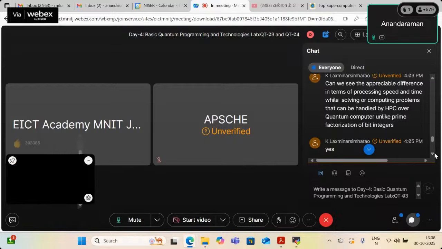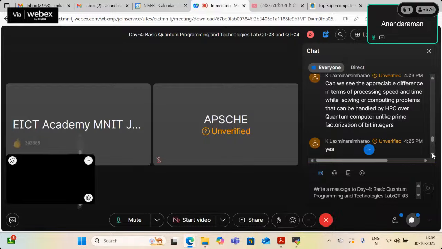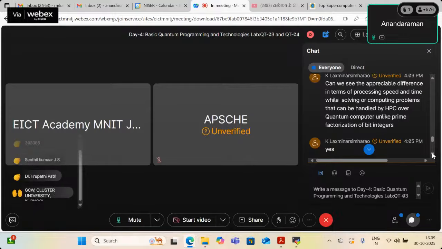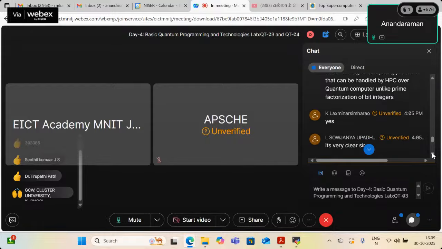Regarding prime factorization of big integers, computations handled by HPC over quantum computers: prime factorization is not possible by HPC now, because it depends on the number of digits you are using. If it is a small number, it can be possible, but if it is 256 bit or something, it is not possible by HPC now. Even in quantum computers, theoretically it is possible, but to my understanding nobody has broken real prime factorization, which is used in the RSA algorithm. It takes too long.